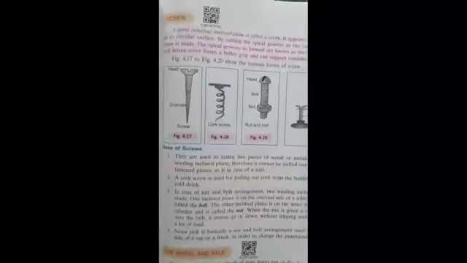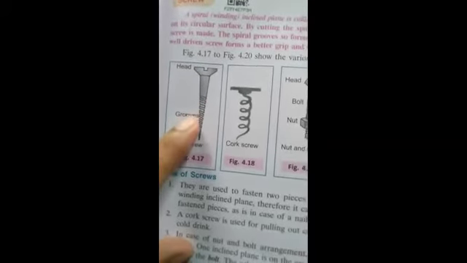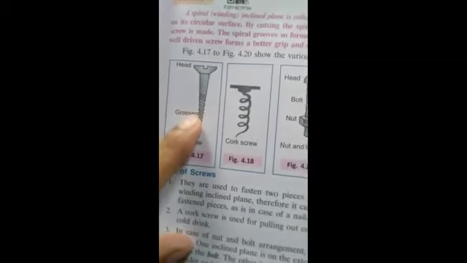A spiral inclined plane is actually called a screw. It appears like a nail with grooves on its circular surface, right? These spiral grooves are called the threads of the screw. Now, uses of screws.